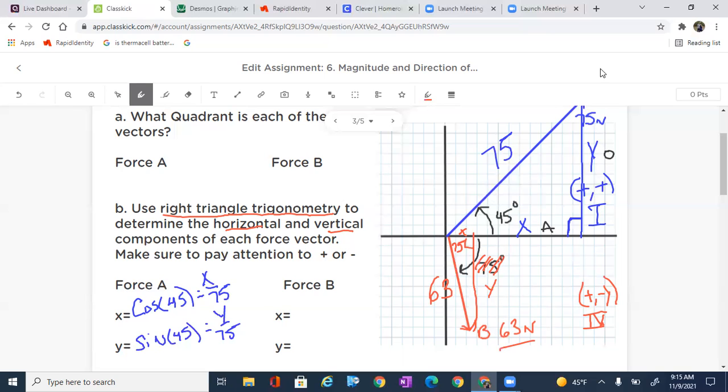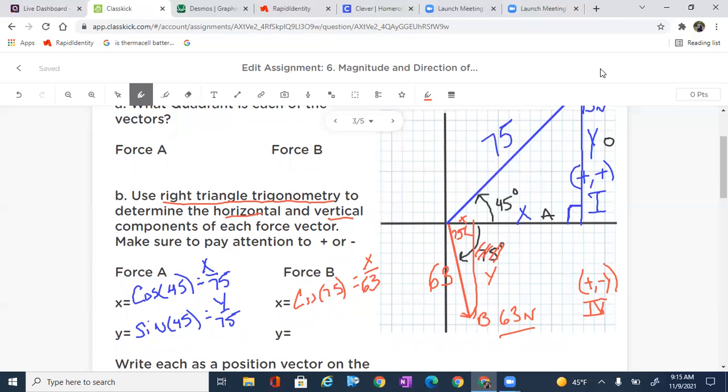Okay. So once again, X is the adjacent. So I'm going to write cosine of 75 equals X over 63. And I'm going to go to the Y value. I'm going to say sine, because sine of the Y is still the opposite. So I'm going to write sine of 75 equals Y over 63.